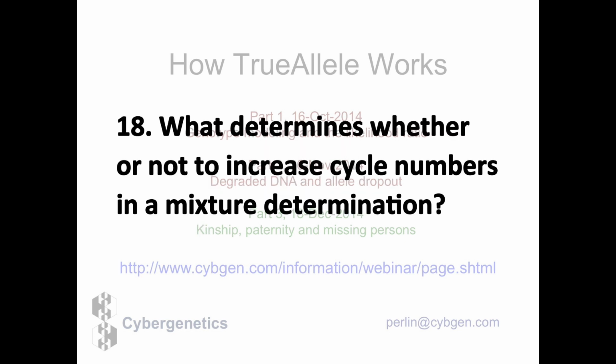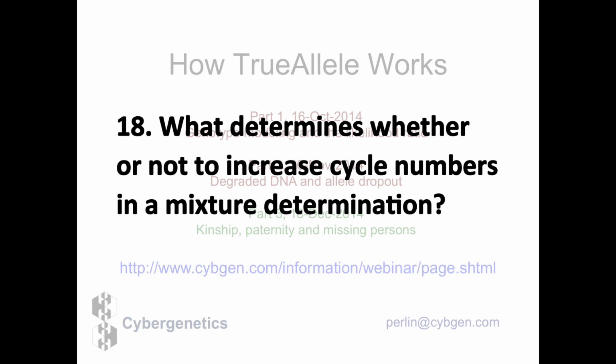The next question is, what determines whether or not to increase cycle numbers in a mixture determination? Currently, we're doing it based on some rules that we have in our manuals based on our experience, and we're increasing cycle number based on genotype concordance and maybe the Markov chains and other sorts of concordance. So we'll follow protocols and run it on a first run maybe for 25,000 cycles and see what happens if we run it in duplicate. And if there's good genotype concordance, we can stop, and if there isn't, we'll continue.